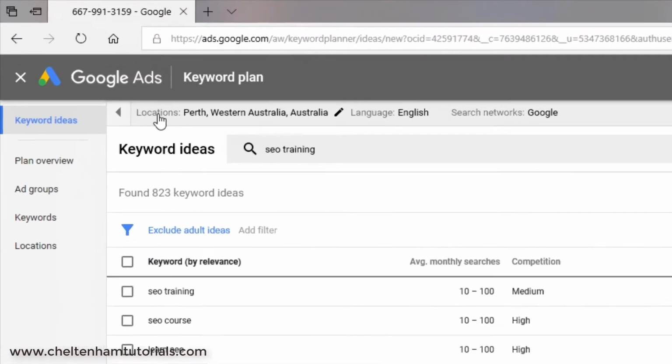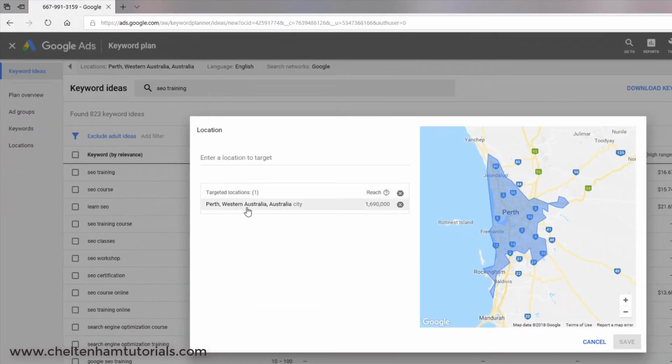Now up here where it says locations, I've actually set the location for my local area, which is Perth in Western Australia, and approximately 1,700,000 people live in the targeted area. So as I say, always bear in mind this is a tool primarily for using targeted pay-per-click advertising from Google. But that said, you can get an awful lot of information from it for free, which is great.